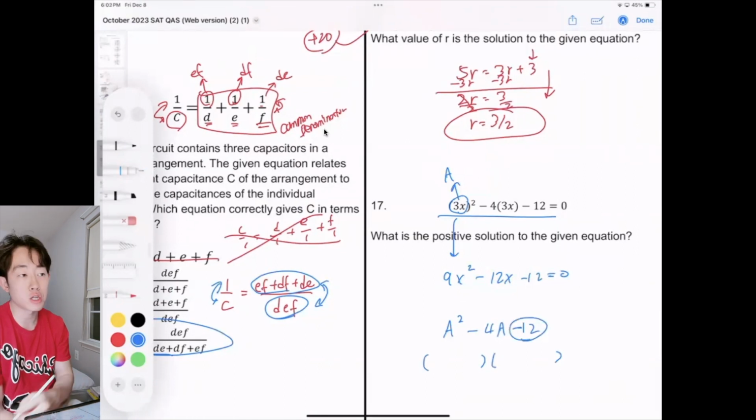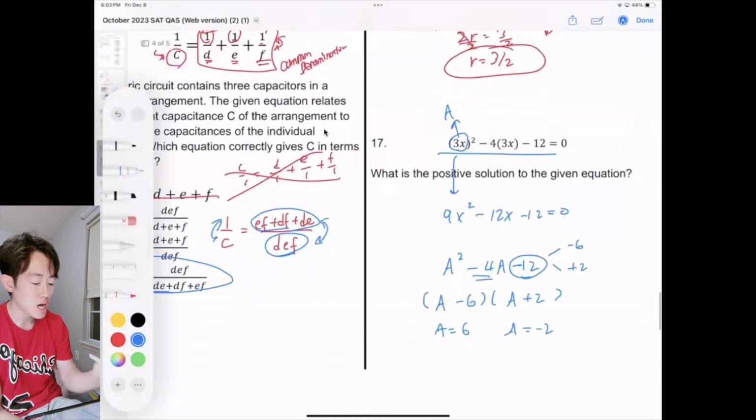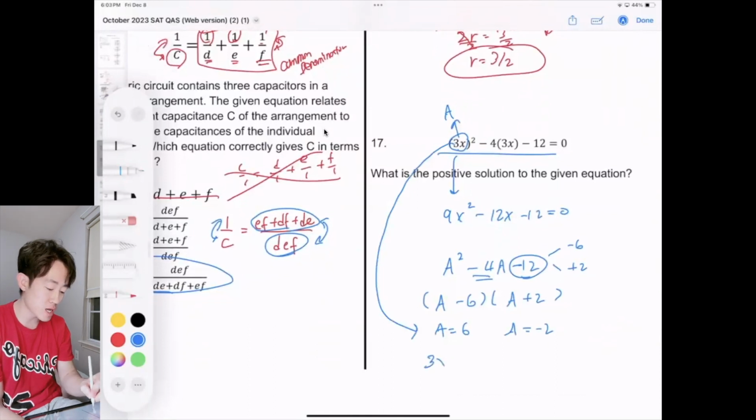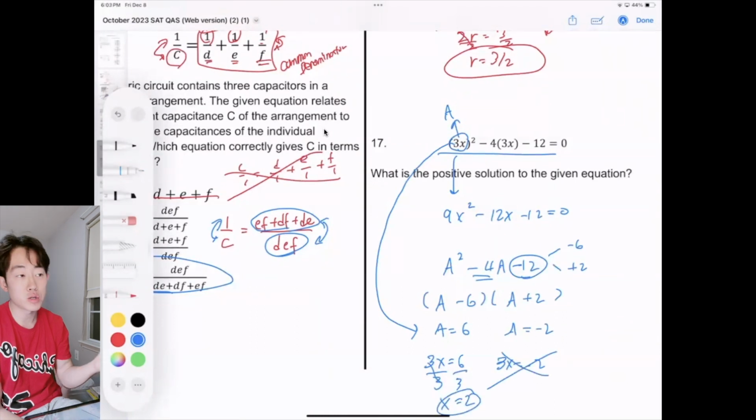What two numbers multiply to give you negative 12 but add to give you negative 4? Let's see. Negative 6 and positive 2, right? So (A minus 6)(A plus 2), you get A equals 6, A equals negative 2. Then you substitute this back in, and you get 3x equals 6 and 3x equals negative 2. Divide by 3, you get a positive solution of 2. No need to consider the other because it's going to give you a negative solution anyways.